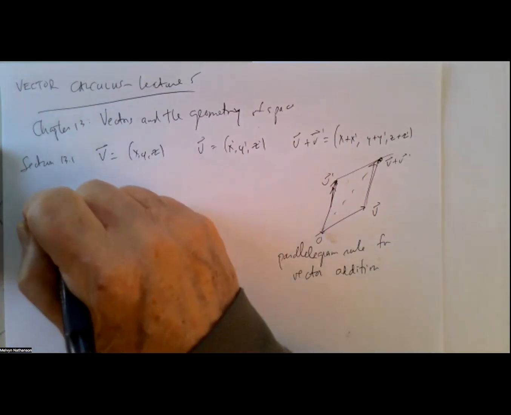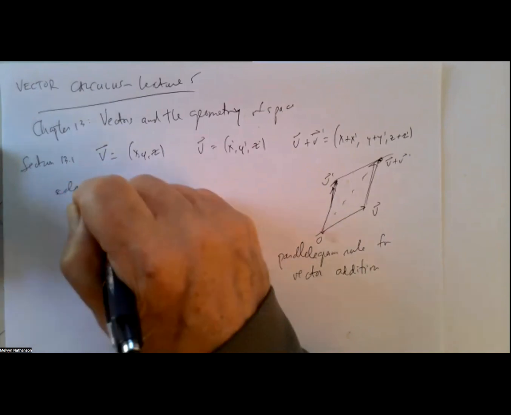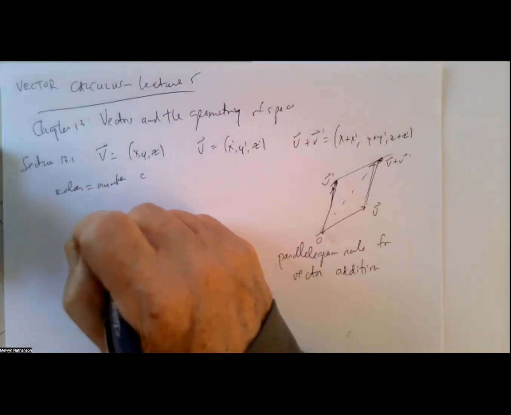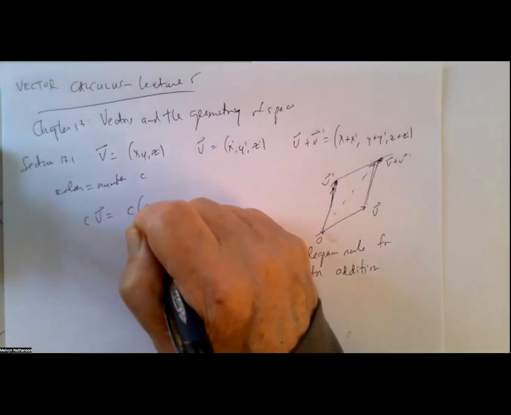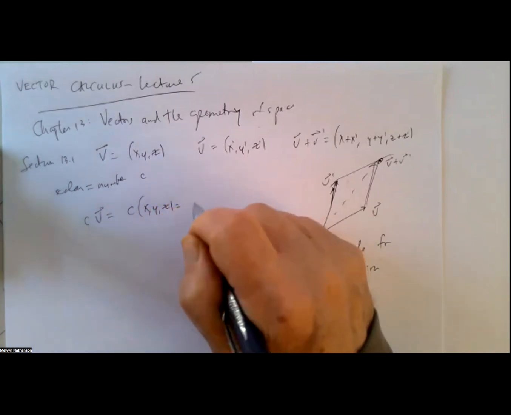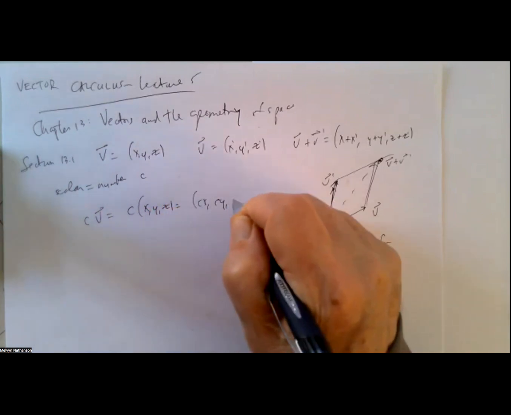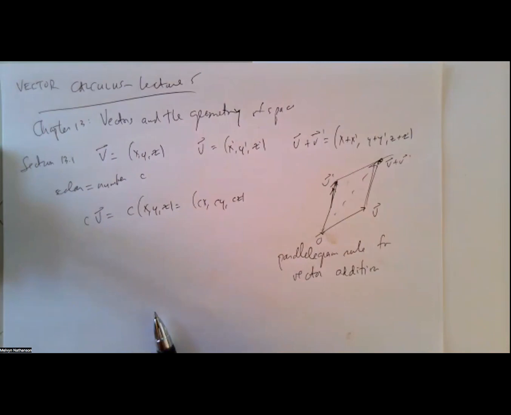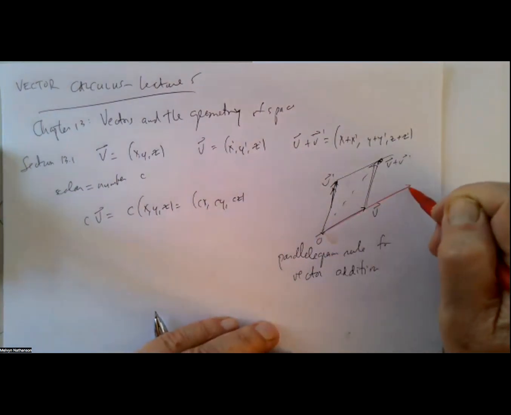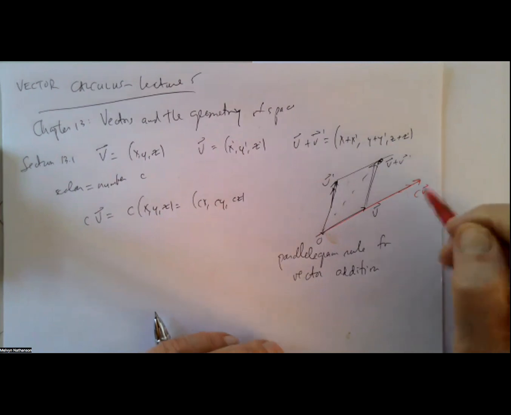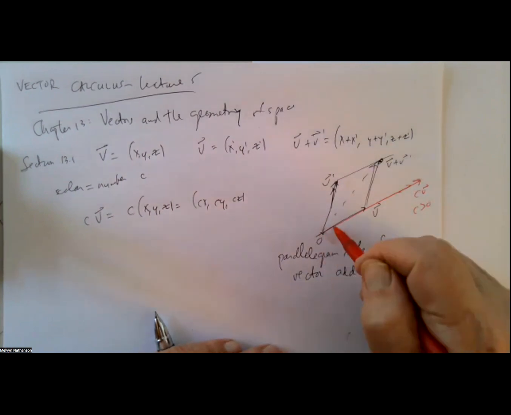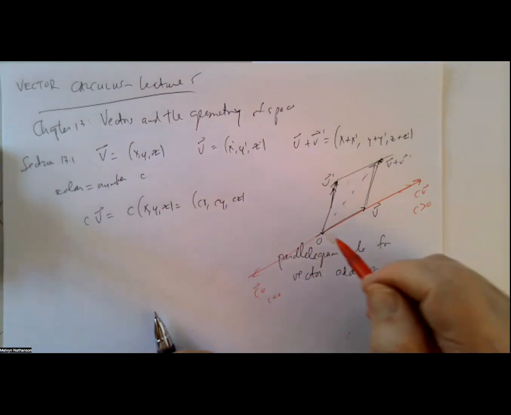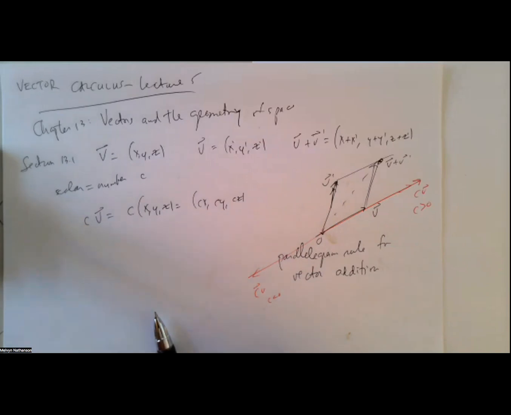And if you take a scalar c, scalar is just another word for number, c times the vector v, that's c times the vector with coordinates x, y, z, is the vector you get by multiplying each coordinate by c. And this just corresponds to stretching the vector by a factor c. So this might be c times v if c is positive. If c were negative, it would go off in the opposite direction. And if c were zero, it would just be the zero vector.